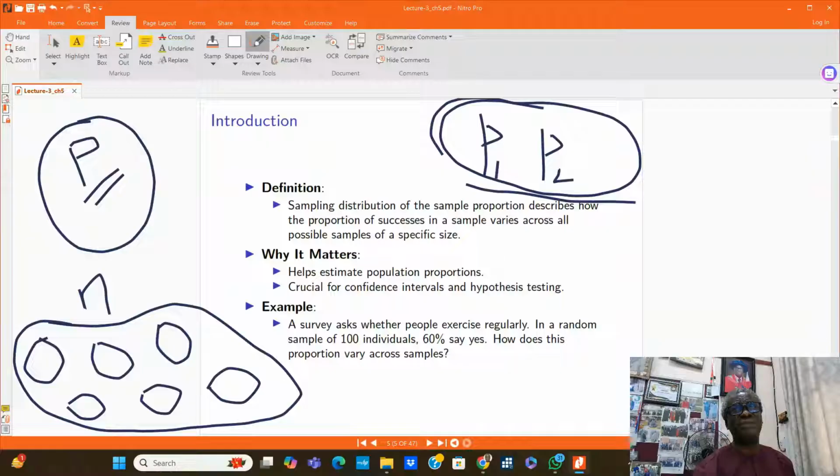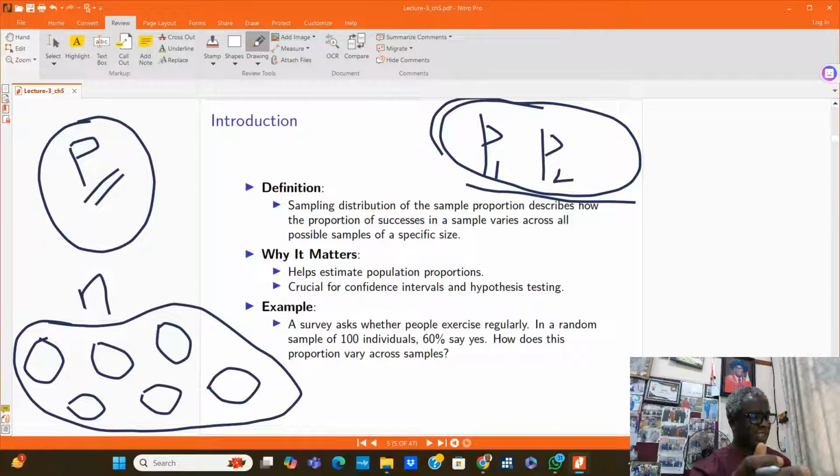So why are we doing all of this? Why is this very important? One, it helps us to estimate the population proportion. The population proportion sometimes is unknown. So by taking all possible samples and then analyzing the distribution of the sample proportions from all possible samples, we have an idea about what the population proportion will be. And we'll be able to construct confidence intervals.